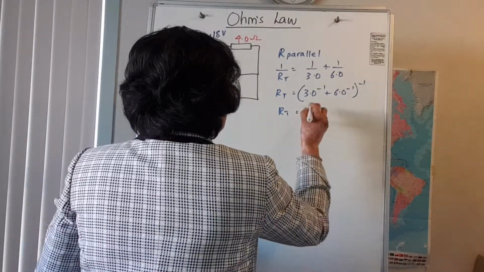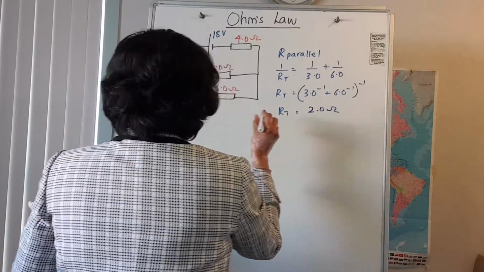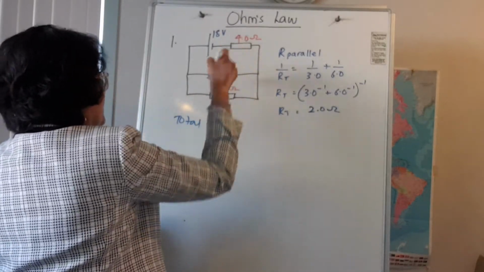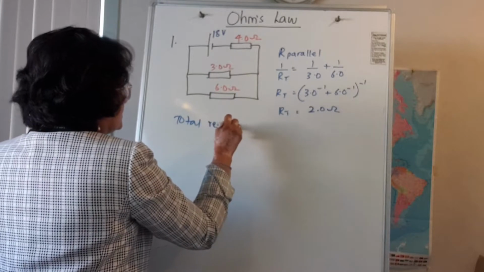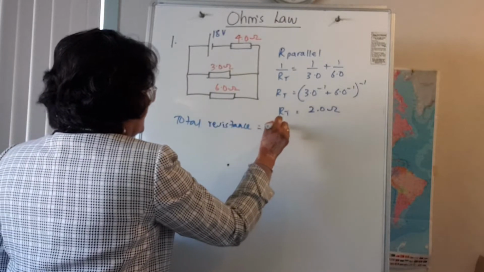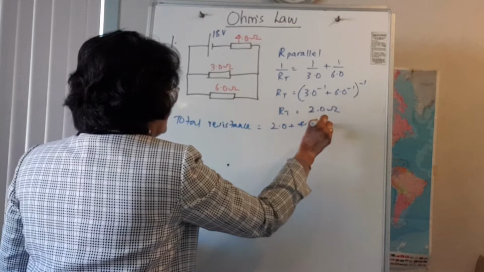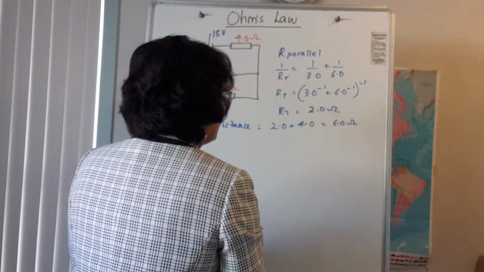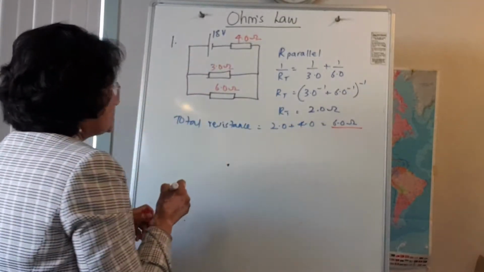So this works out to 2 ohms. Total resistance is, you got to add, that works out to 2 plus the 4. So your total resistance is 6 ohms. Okay, so we've got A answered.